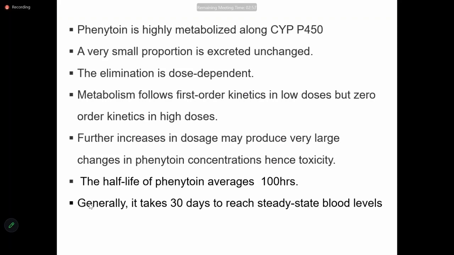And that explains why quite a number of patients who are put on this drug may develop paradoxical seizures. And on a very small withdrawal, the patients can go into status epilepticus. Further increases in dosage may produce very large changes in the phenytoin concentrations. And that is why toxicity is quite common with this drug. It can cause a lot of problems.